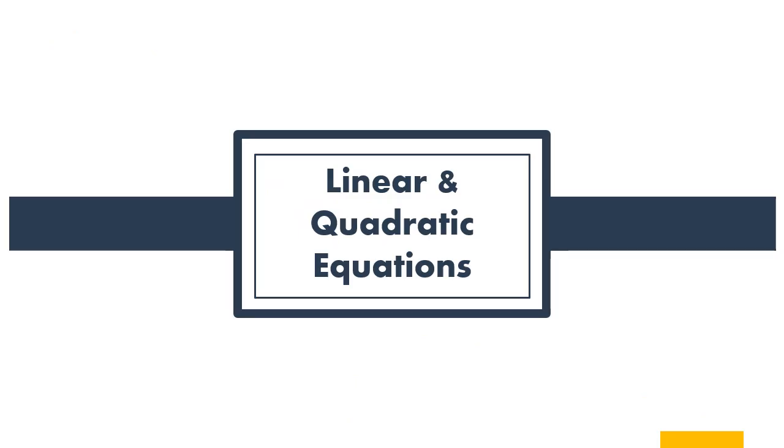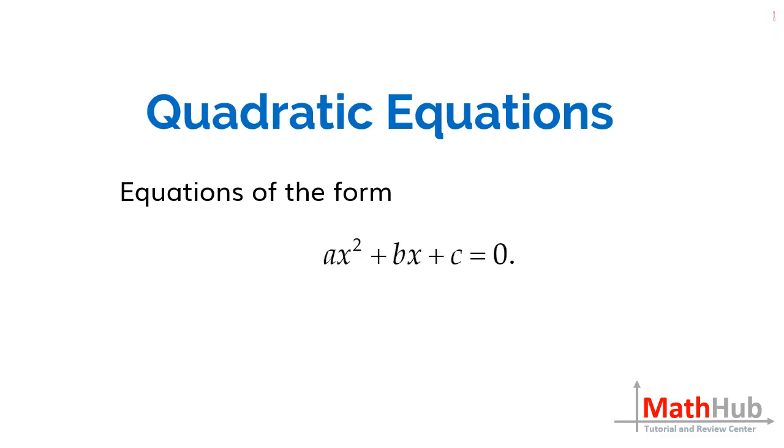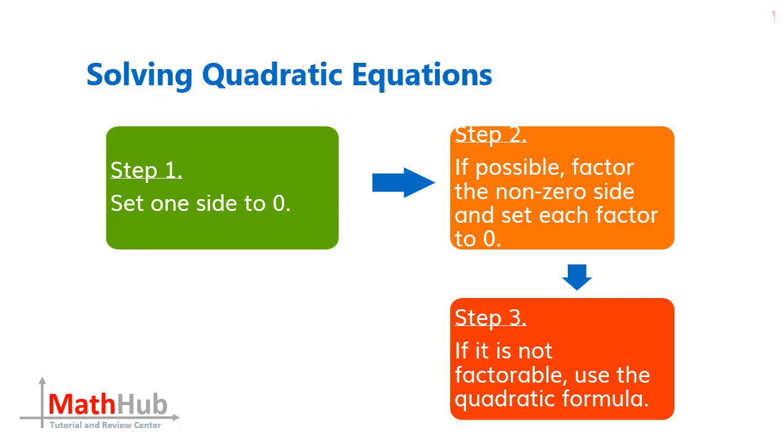Okay? Let's now solve linear and quadratic equations. What are linear equations? Linear equations are equations of the form mx plus b equals 0, meaning to say the highest exponent of x is just 1. If the highest exponent of x is 2, then you call that a quadratic equation. So these are the steps in solving a quadratic equation.